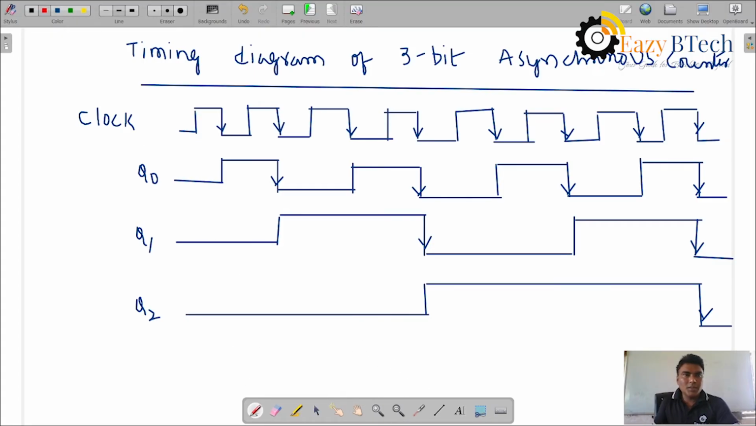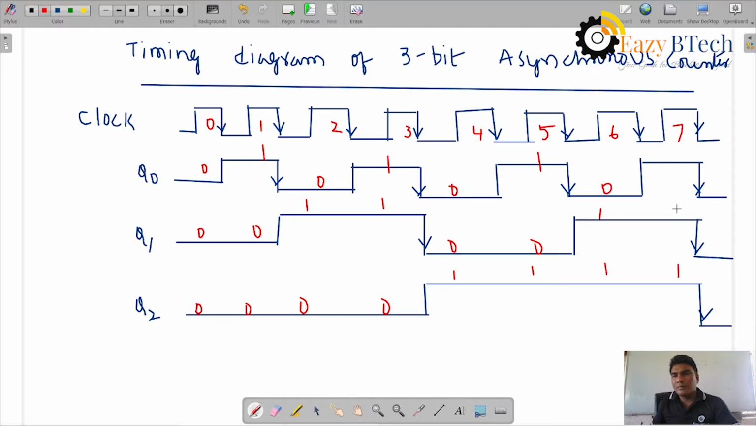So let me take 0, 1, 2, 3, 4, 5, 6, and 7. Initially 0, 0, 0. Now the second clock pulse gives 0, 0, 1, then 0, 1, 0, then 0, 1, 1, then 1, 0, 0, 1, 0, 1, and 1, 1, 0, and 1, 1, 1.